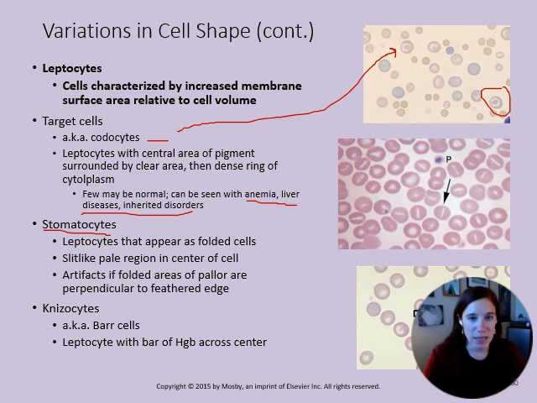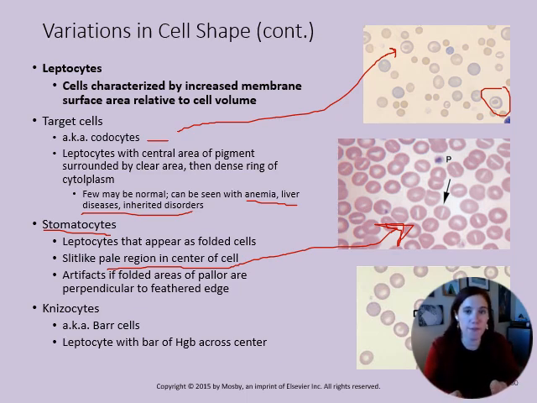Stomatocytes are leptocytes that appear as folded cells. So they have a slit-like pale region in the center of the cell. So here's our stomatocytes. They can be artifacts if the red blood cells are folded over the areas of the pallor, or if they're perpendicular or have that feathered edge. Kinesicytes, also known as bar cells. This is a type of leptocyte with a bar of hemoglobin across the center of it.